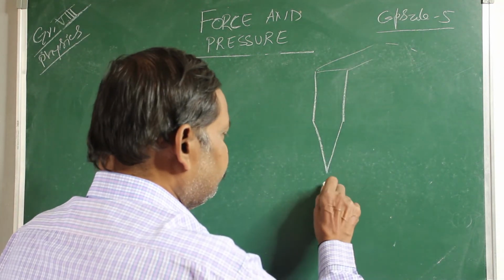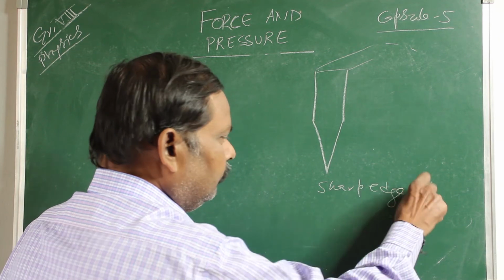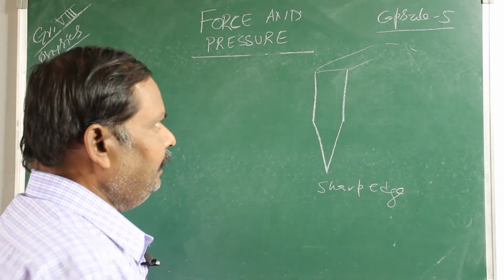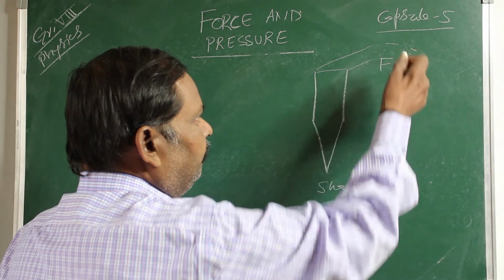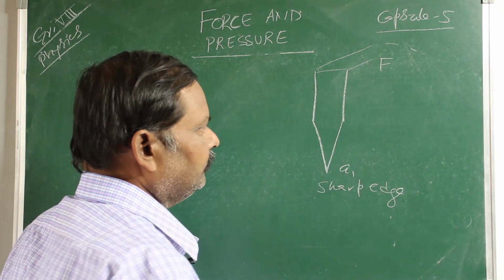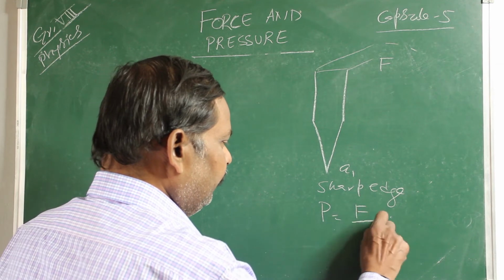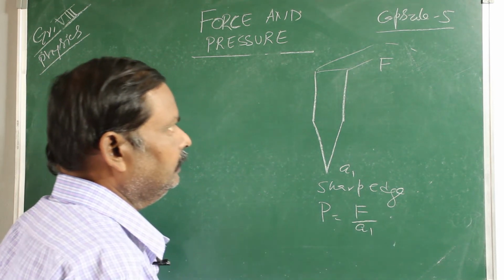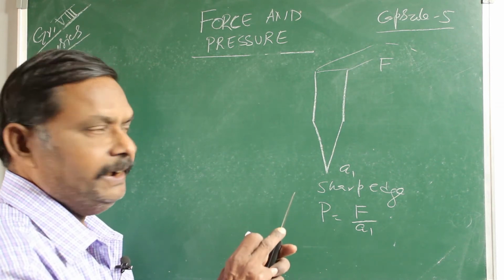The edge is very sharp. And here, whatever the force you are applying, muscular force is F. The area of contact, say it is A1. So the pressure applied P is equal to F by A1. Let us come to the second part of the knife, that is the blunt edge.